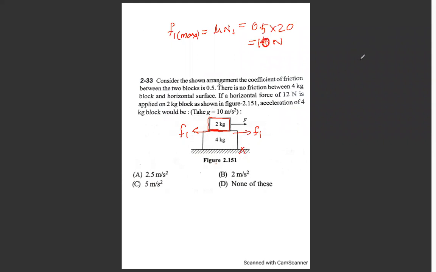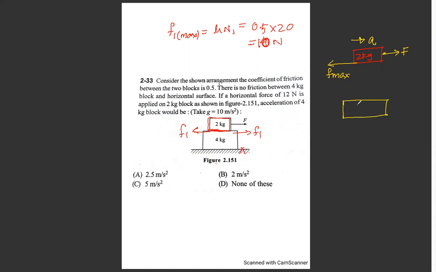Now, let us write down. At what time will the sliding between the blocks start? When the friction is going to approach this value. So let's write down the force equation for both the blocks. If I talk about the 2 kg one, what forces are applied on it? F is here, and the maximum friction F max, and the acceleration is A.